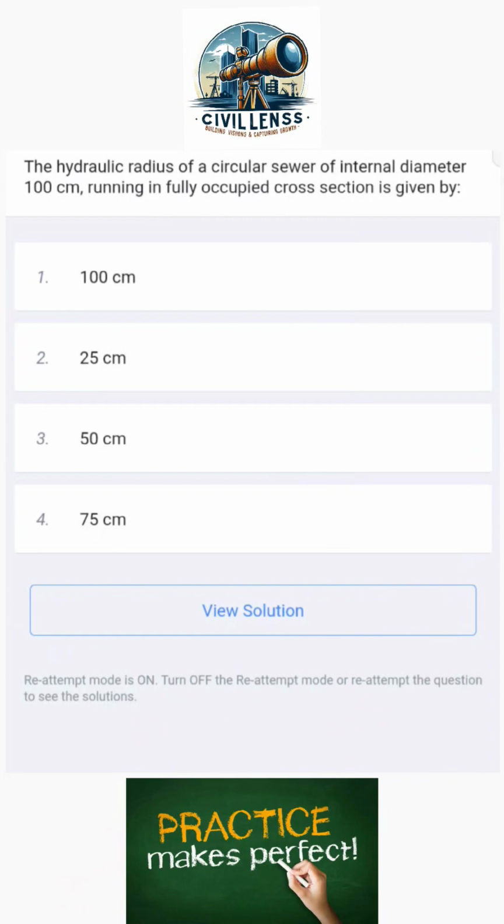So the first question. The hydraulic radius of a circular sewer of internal diameter 100 centimeters running in fully occupied cross section is given by D by 4. It's 100 by 4, which is equal to 25 centimeters.